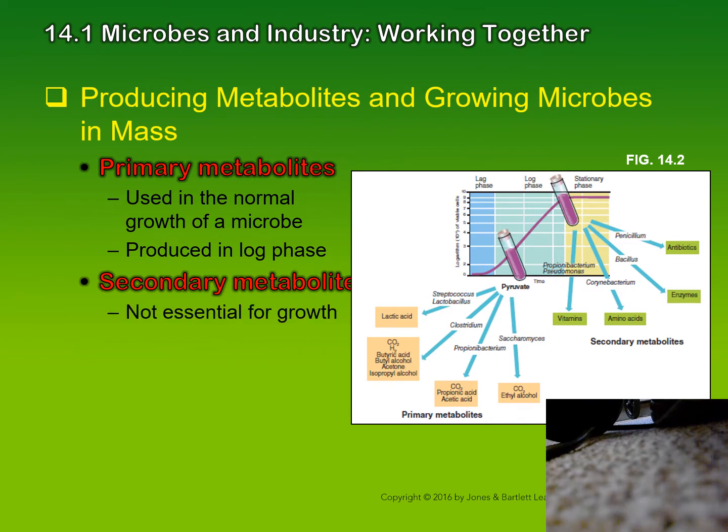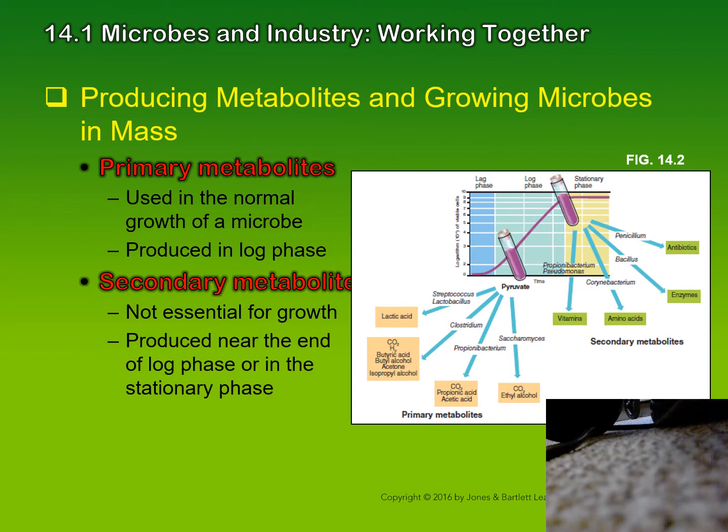Now, your secondary metabolites are not essential for growth, and these sometimes tend to be a little bit stranger things. They are only made from the very end of log phase into stationary phase. So while the cells aren't dividing, these cells are really good at producing these secondary metabolites. We know in the case of most of the yeasts that the secondary metabolites are almost always produced during that non-growing stationary phase.